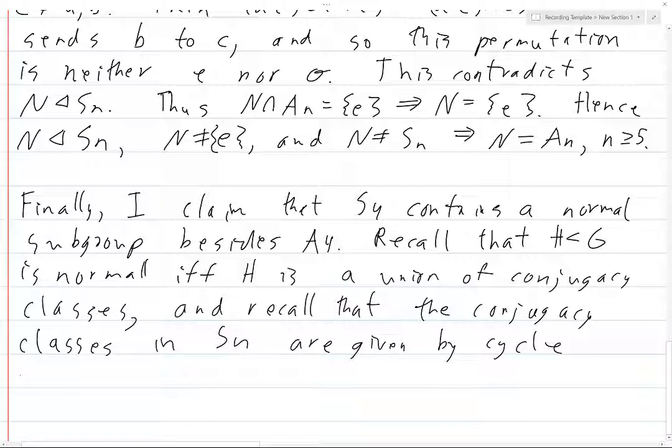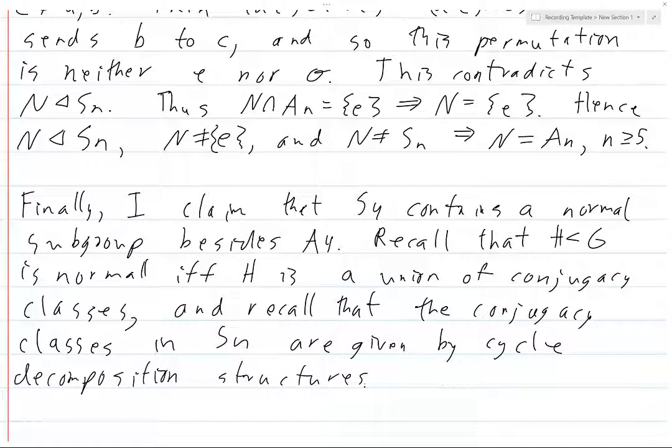So for example, the collection of transpositions is a conjugacy class in Sn. The collection of permutations which can be written as one 3-cycle is a conjugacy class. The collection of permutations which can be written as a product of two disjoint 2-cycles is a permutation type, and so on.